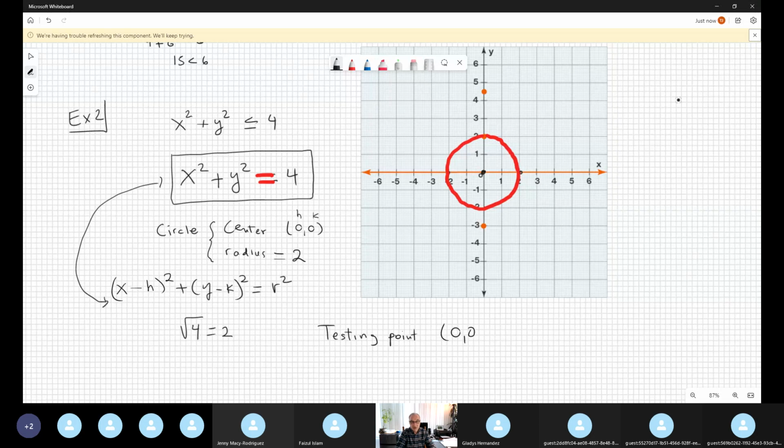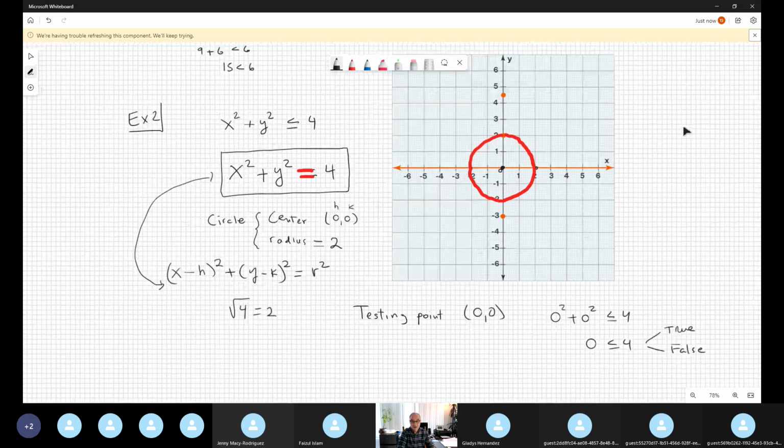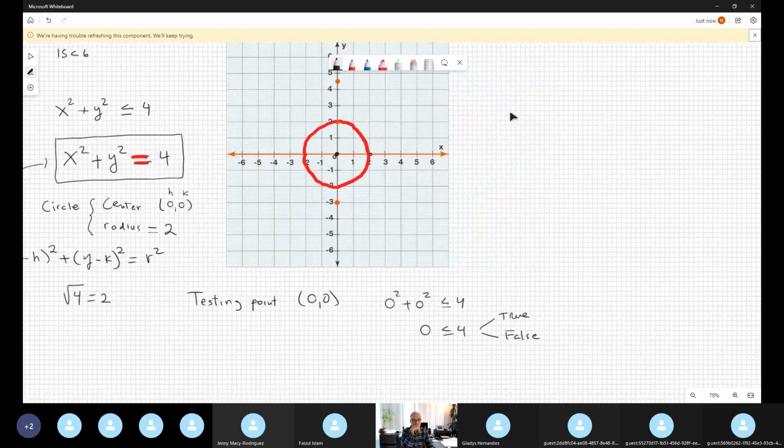The famous testing point is 0,0. I'm plugging it into the original inequality. Edward, 0,0 again. Okay, so 0 squared plus 0 squared should be less than or equal to 4. And 0 squared plus 0 squared is 0, obviously, less than or equal to 4. And is this statement true or false? What do you think? 0 less than or equal to 4. It looks like a trivial question, but no, it's not trivial. I need you to think if this statement is true or false. No idea?